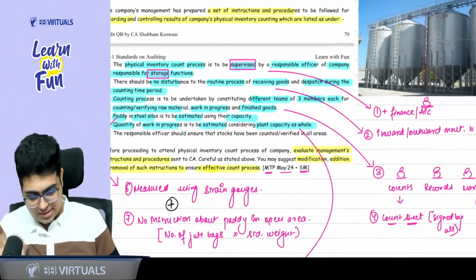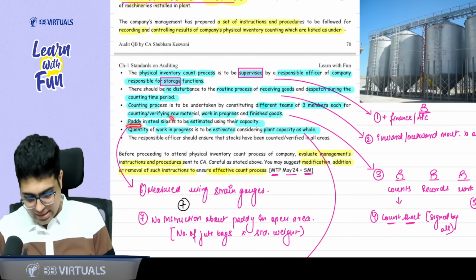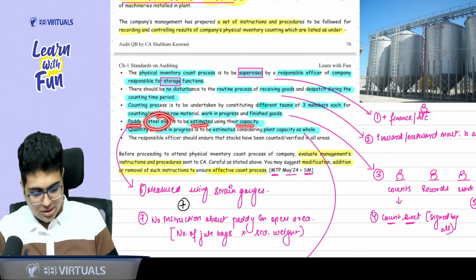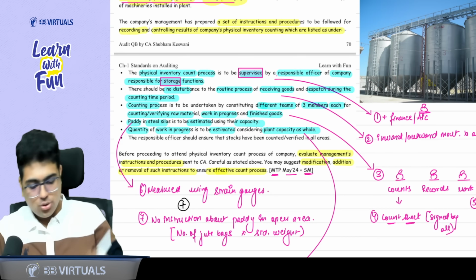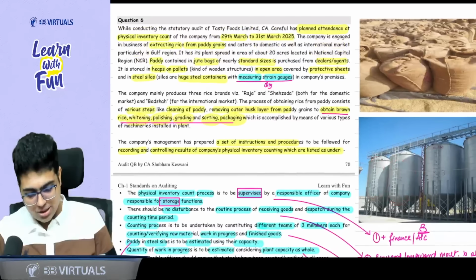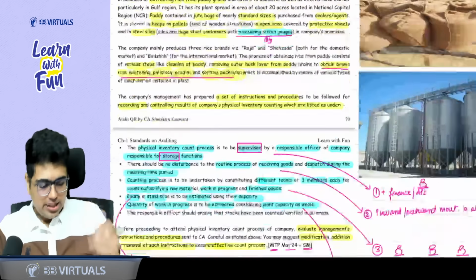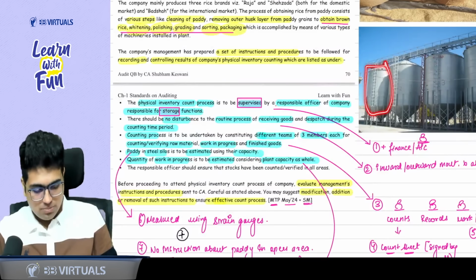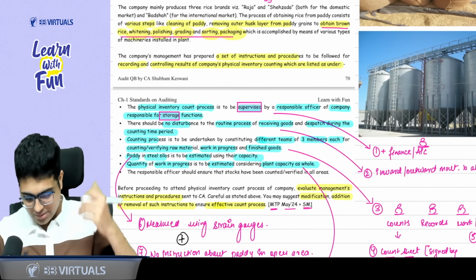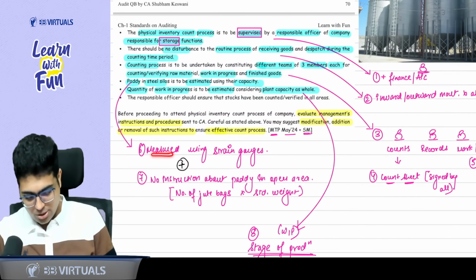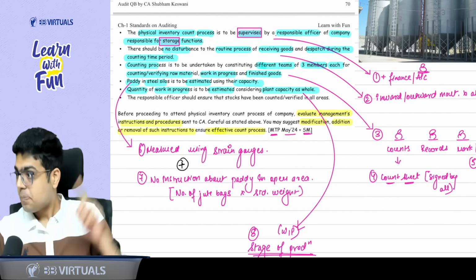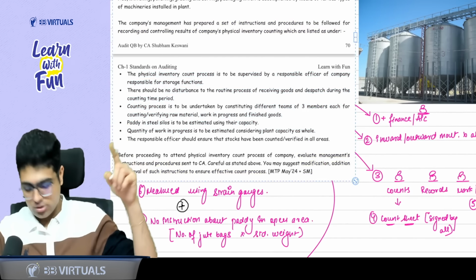Then, sir, it says paddy in the steel silos is estimated using their whole capacity. Do you think it should be estimated using the capacity or measuring strain gauges? Sir, measuring strain gauges. It can be that capacity is this much, but only this much paddy is there. So whatever is shown by the measuring strain gauges, using that the inventory should be estimated. So right here, write measured using the strain gauges, with regard to the steel silos.